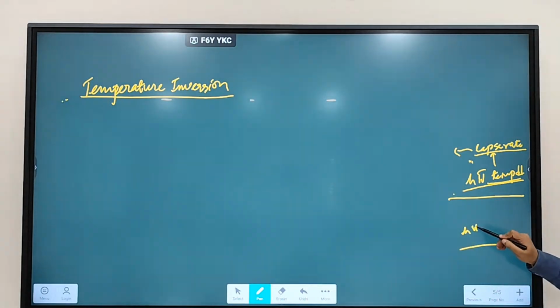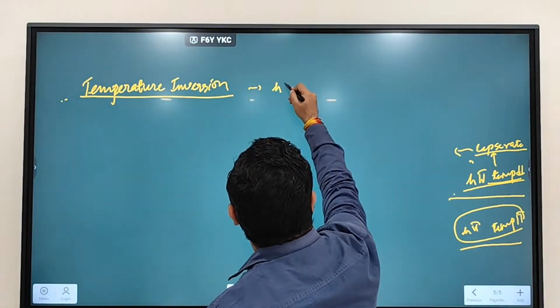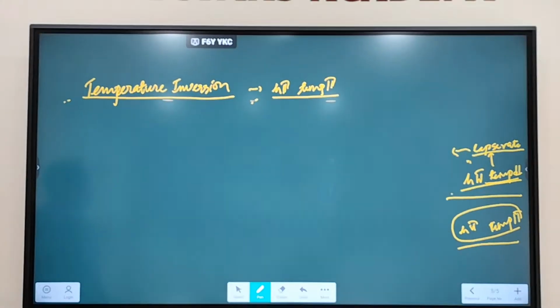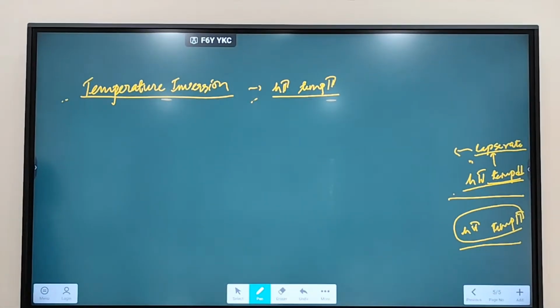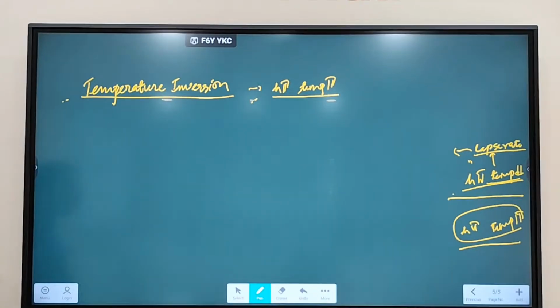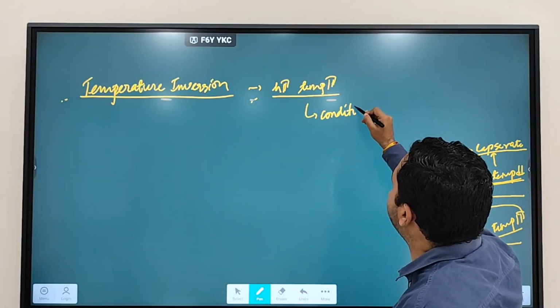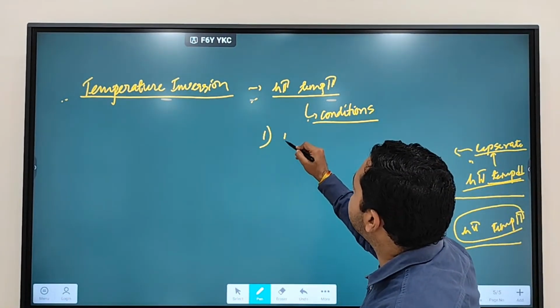Now as you go up in the troposphere, if temperature starts increasing, then this situation is called temperature inversion. Fine. Clear? So when this phenomenon of temperature inversion occurs, when you go up, temperature starts increasing. For this phenomenon to occur, certain conditions have to be fulfilled. What are the conditions? The first condition is that there should be a long night.